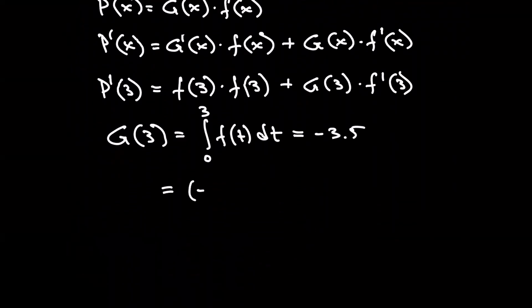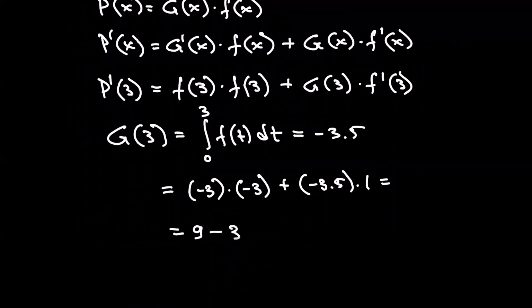So going back here, we can plug in the values: negative 3 times negative 3 plus negative 3.5 times 1, which is equal to 9 minus 3.5, which equals 5.5.